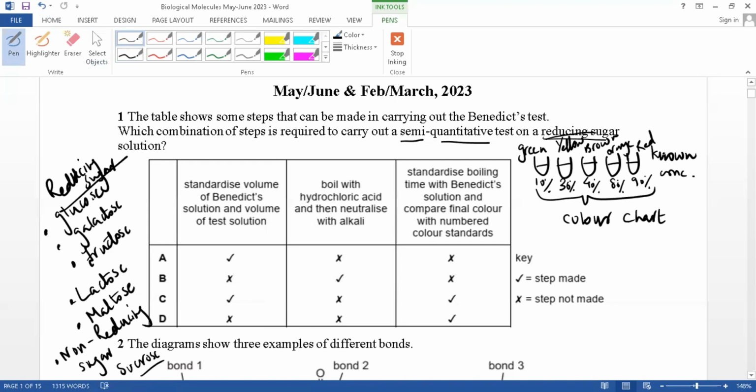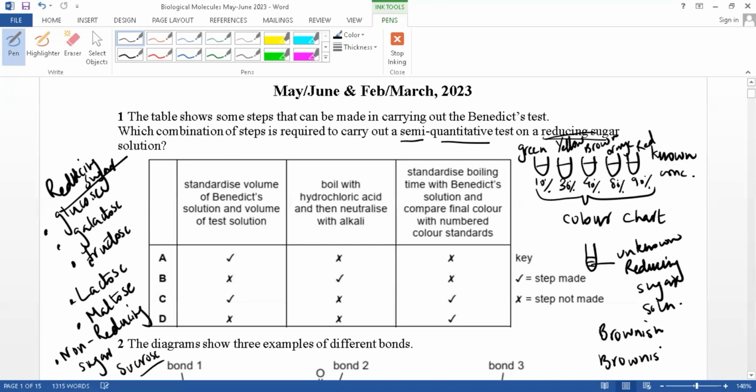So these are 5 known concentrations of reducing sugars. And if I want to estimate the concentration of this unknown reducing sugar solution, I do not know its concentration. How would I find it out? I can simply do the Benedict test and compare the color I get with these 5 colors. Let's suppose I get brown color, or I get brownish orange color.